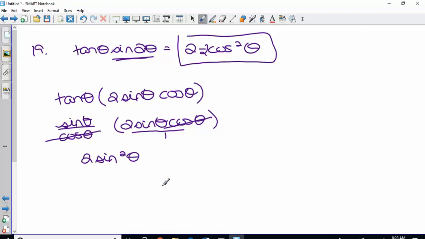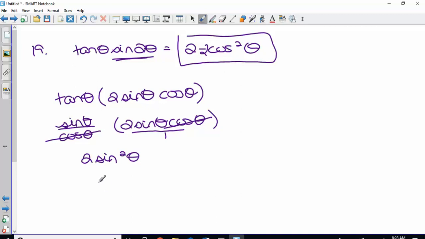I've told you multiple times that the most important formula, the one we will use most often, is sine squared theta plus cosine squared theta equals 1. And there's a couple variations from that. If you solve for the sine, that means sine squared theta is 1 minus cosine squared theta. Or if you solve for the cosine, cosine squared theta is 1 minus sine squared theta.